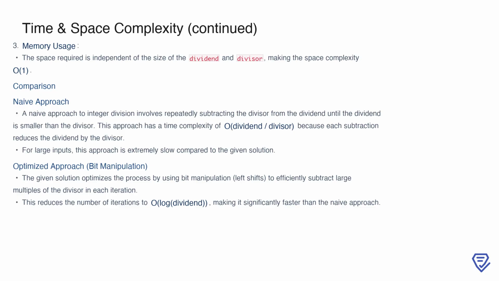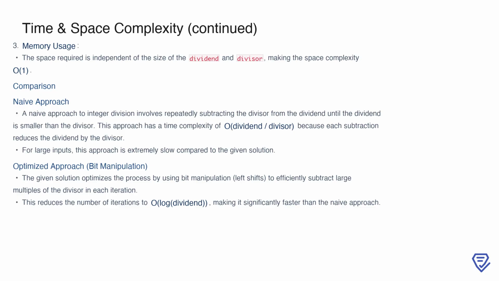Comparing this optimized approach to a naive method helps illustrate its efficiency. A naive approach would involve repeatedly subtracting the divisor from the dividend until the dividend becomes smaller than the divisor. This would result in a time complexity of O(dividend/divisor), as each subtraction reduces the dividend by the value of the divisor. For large inputs, this approach becomes extremely inefficient.